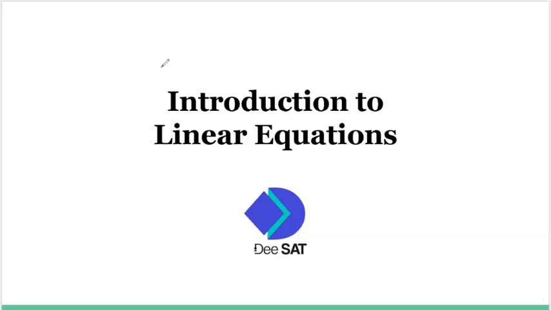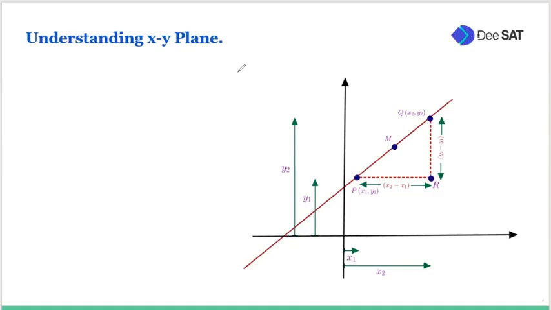Today we are going to discuss an introduction to linear equations. So we'll start from the very basics. If you understand the basics of the XY plane, you can see we'll be having four different quadrants. Quadrant number one, quadrant number two, quadrant three, and quadrant number four. These are the four quadrants. We know this is our y-axis and this is our x-axis. The point of intersection is 0, 0, which we normally call the origin.